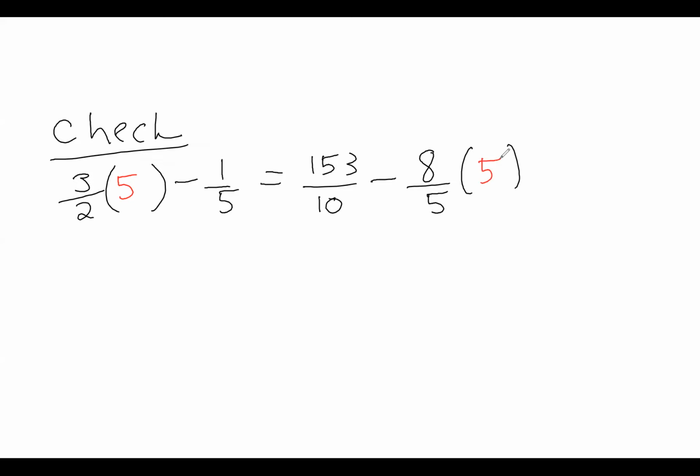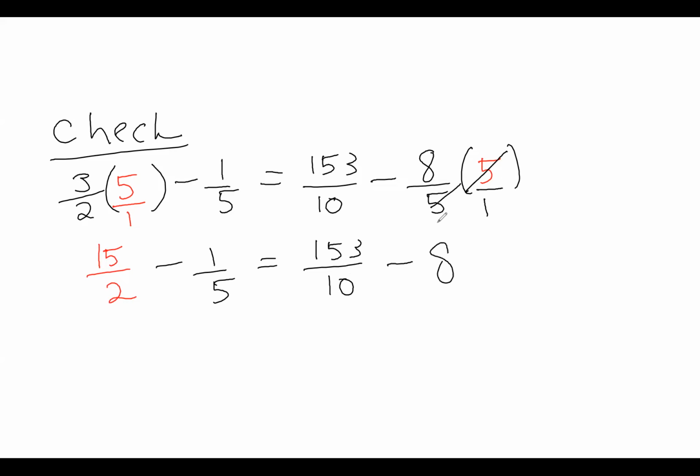Okay, so we're going to simplify on both sides, and when we're checking with fractions, we'll just do our operations with fractions as they are. We're not going to clear the denominators as we're checking. Okay, just in case we had done that part wrong. So let's just multiply. 3 over 2 times 5. Remember, this is really 5 over 1, so I'll multiply across. This becomes 15 over 2. All right, and then minus 1/5 equals 153 tenths minus, over here, 8/5 times 5 over 1, actually the 5's cancel out, so this is just minus 8.